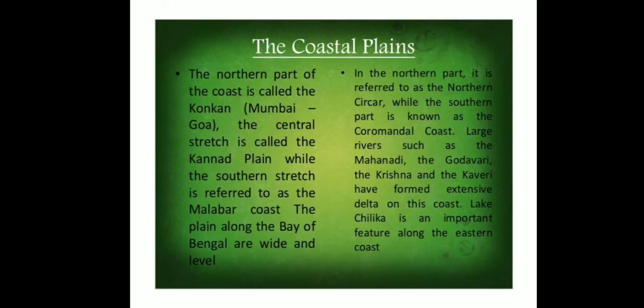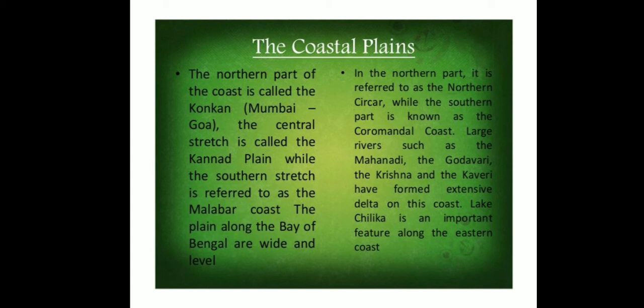After that, we have the coastal plains. The northern part of the coast is called the Konkan, that means the area covering Mumbai and Goa. The central stretch is called the Kanara coast, while the southern stretch is referred to as the Malabar coast.